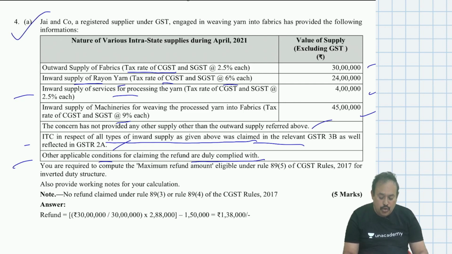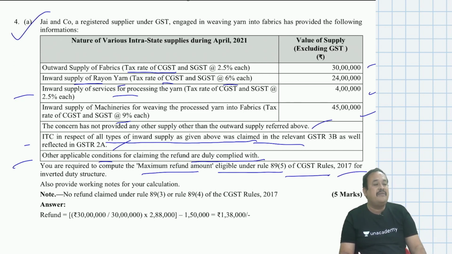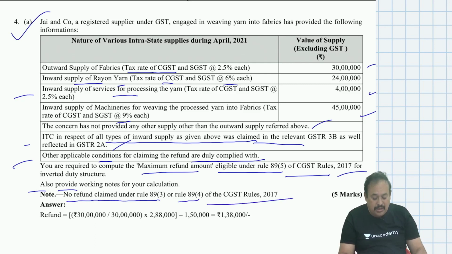You are required to compute the maximum refund amount eligible under rule number 89 sub number 5 of the CGST Rules 2017 for the relevant duty structure. Also provide a working note for your calculation. Note, no refund claim under rule number 89 sub number 3 or rule number 89 sub number 4 of the CGST Rules is applicable. No refund claim as per rule 89, meaning deemed export is not there. Only inverted rate of duty tax structure.